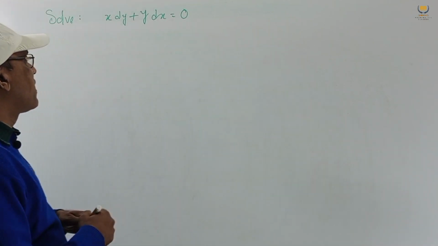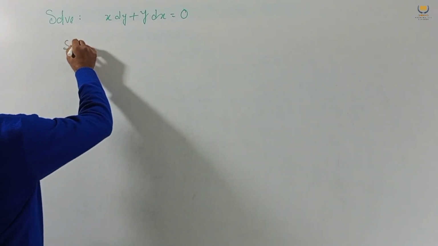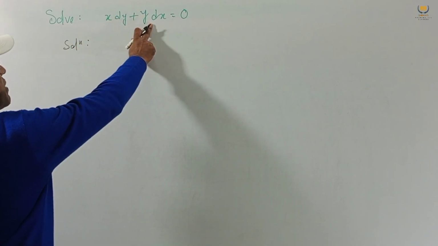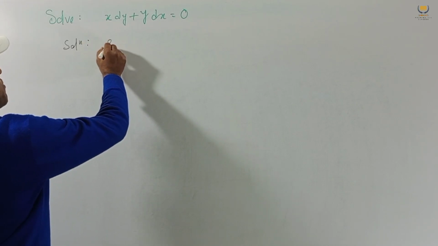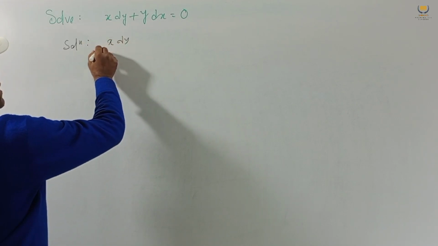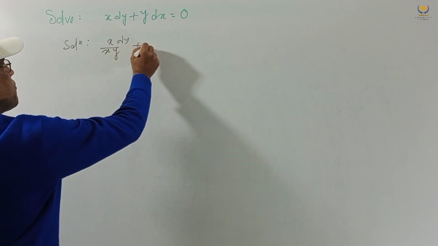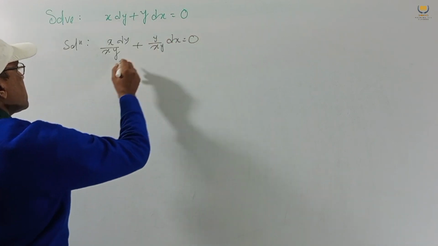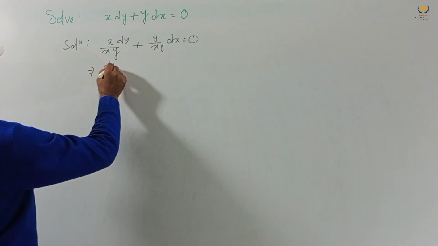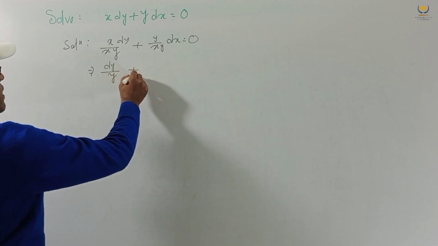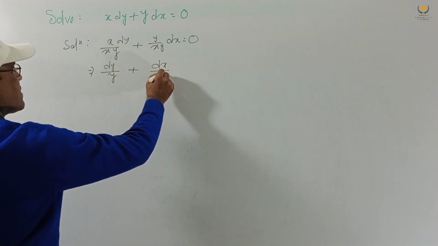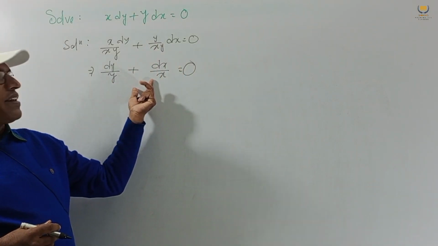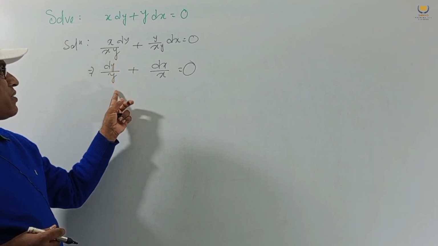We divide both sides by xy, because here must be y and here must be x, but their positions are different. If we divide both sides by xy, we get dy by y plus dx by x equal to 0. So the variable separation is complete, with dy with y and dx with x.